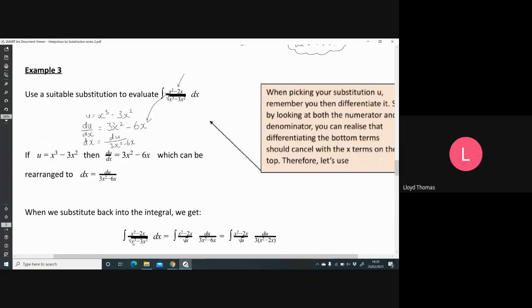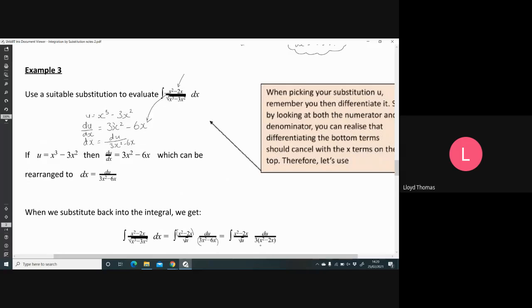The bottom, well, this was what u was. That gets replaced with u. That's not a concern, that's just involving the letter u. It's the thing that involves the x's that is the concern. So if you have du over 3x squared minus 6x to sub in instead of dx, then that goes on the end there. And we're looking for this part here to somehow cancel out the x's with this part here. That's what we're aiming to do. So we're trying to choose a substitution that when we differentiate it, it ends up cancelling something out.